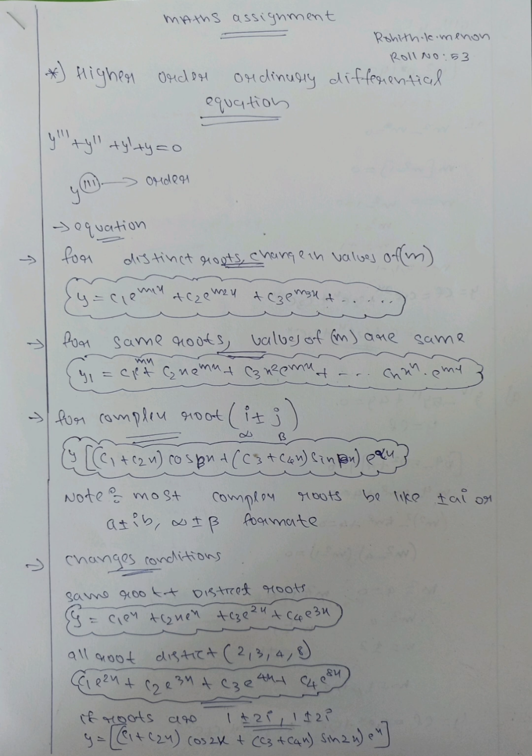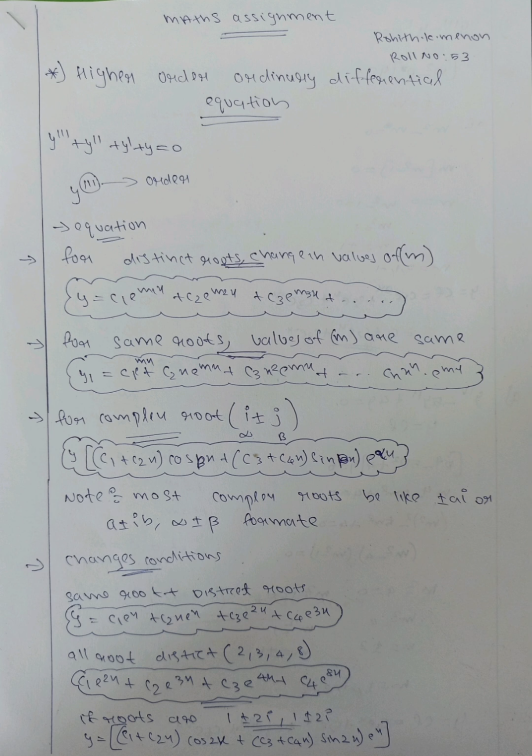So we can check how the equations vary with the changes in values of m. For distinct roots, y equals c1 e raised to m1x plus c2 e raised to m2x plus c3 e raised to m3x, and so on. So for the distinct values of m, the equation will be like this.